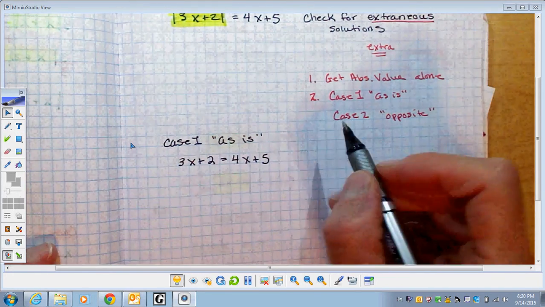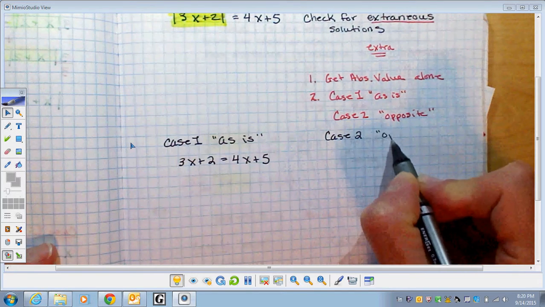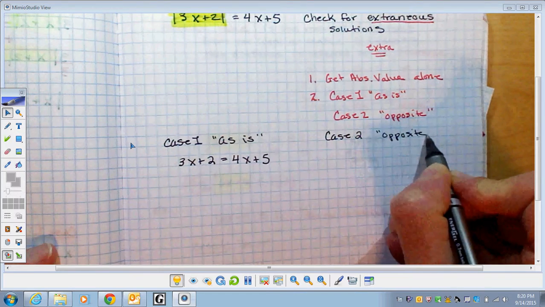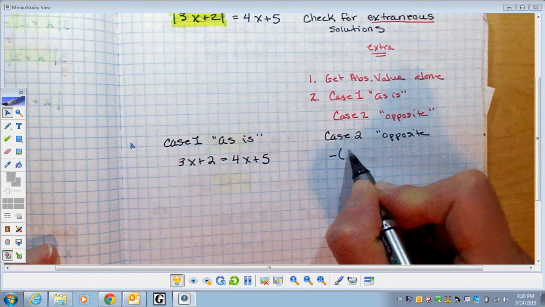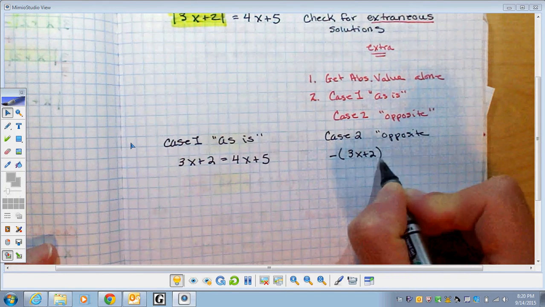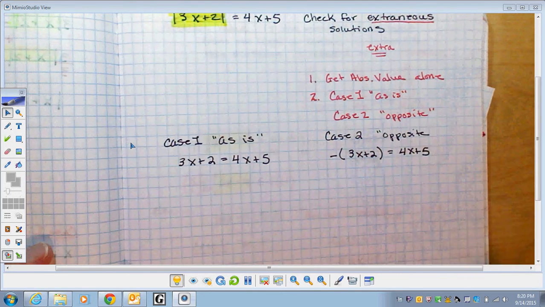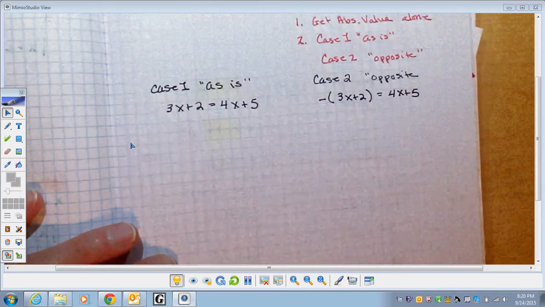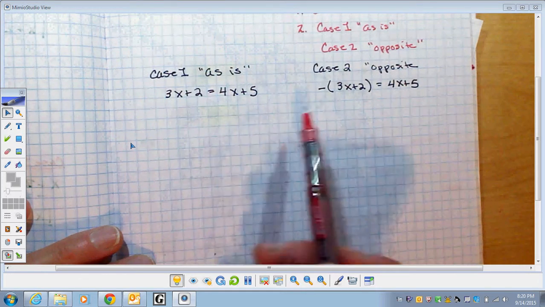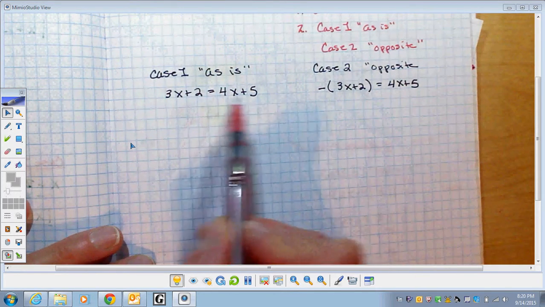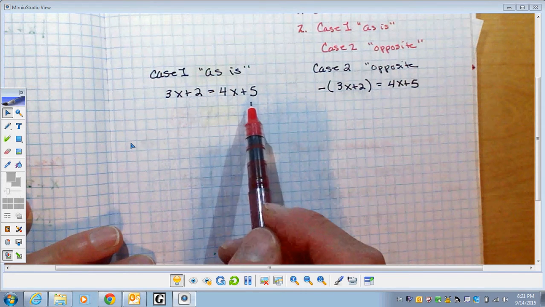And then I have my case 2, which is opposite. So I'm going to take the opposite of what's inside the absolute value. So the opposite of 3x plus 2, and that equals 4x plus 5. Okay, so now I'm going to solve case 1, and then I'll solve case 2. It really doesn't matter what I do first, just as long as I get the x's on one side and the numbers on the other.